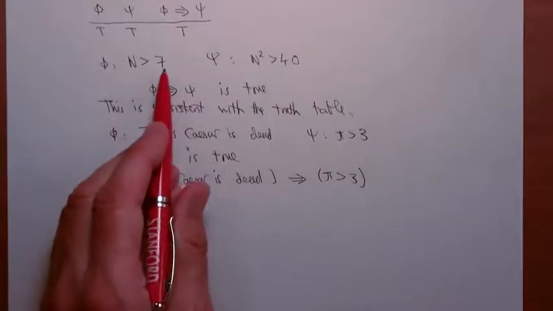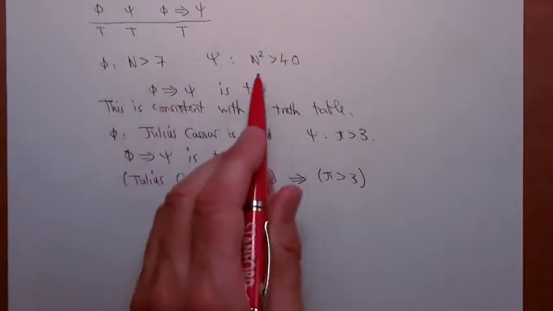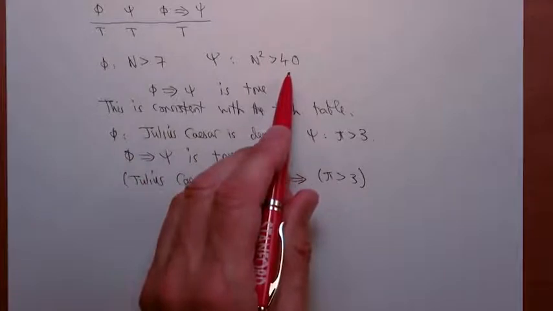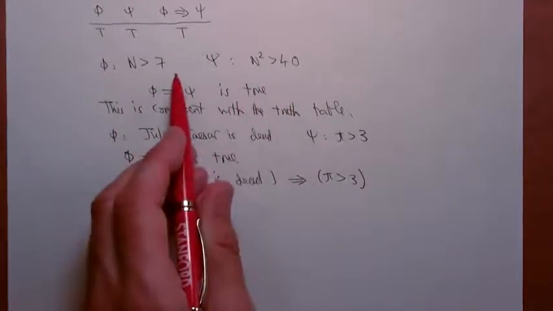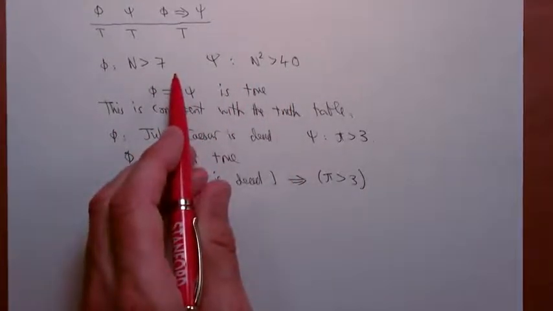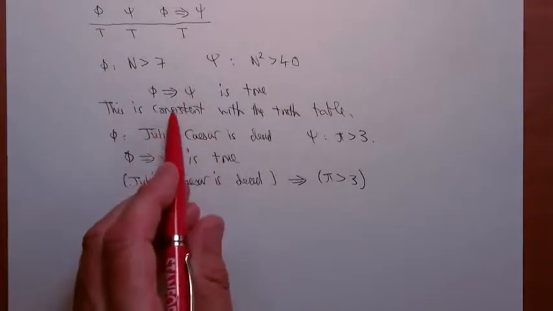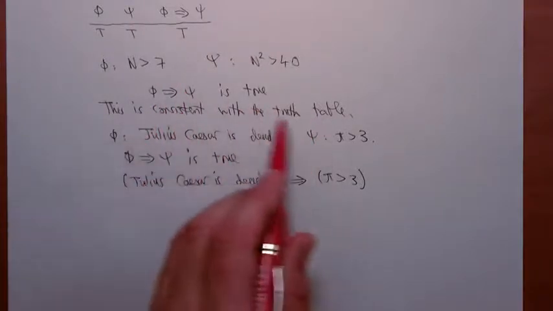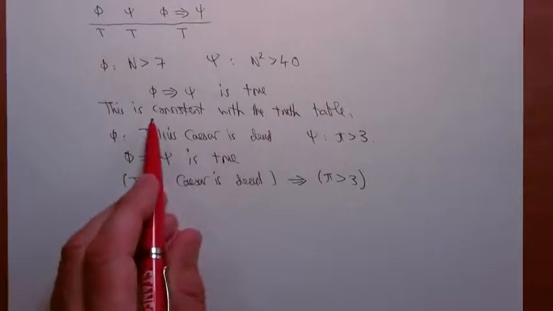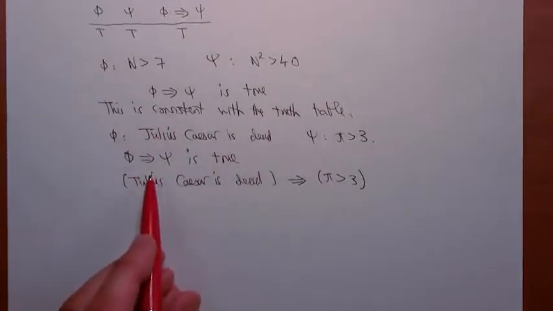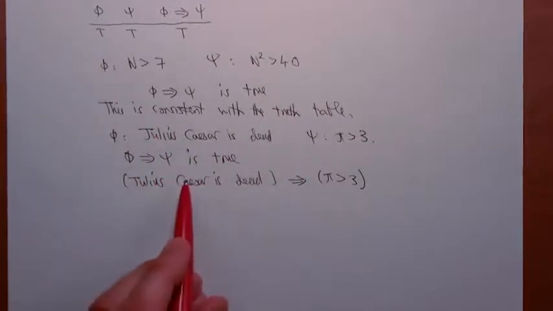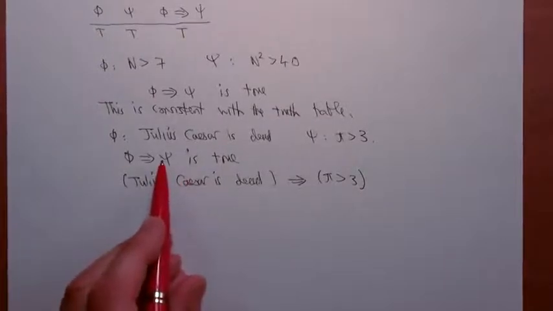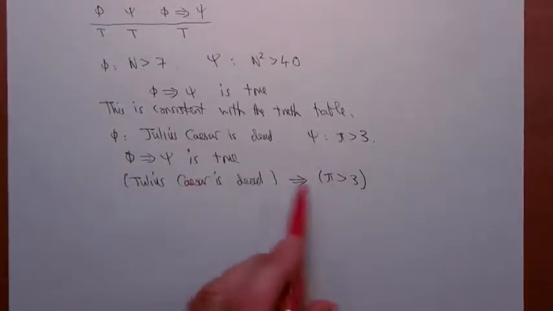In the first example, there is a meaningful relationship between phi and psi. When we know that n is bigger than 7, then we can conclude that n squared is certainly bigger than 40. There's a connection between the two. And in that case, the behavior of the conditional is certainly consistent with what's really going on. In the second case, there's no connection between the two. The conditional is true, but it's got nothing to do with one thing following from the other.